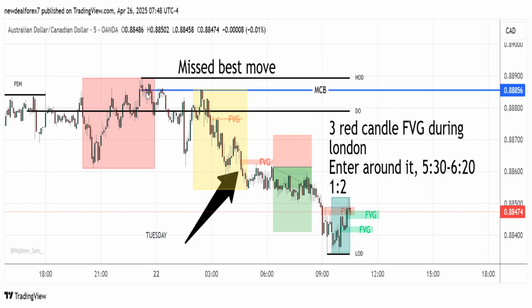I don't trade Asia. Is there still a trade for me? Yes, there can be. What am I looking for? A three candle fair value gap, but all candles have to be red.